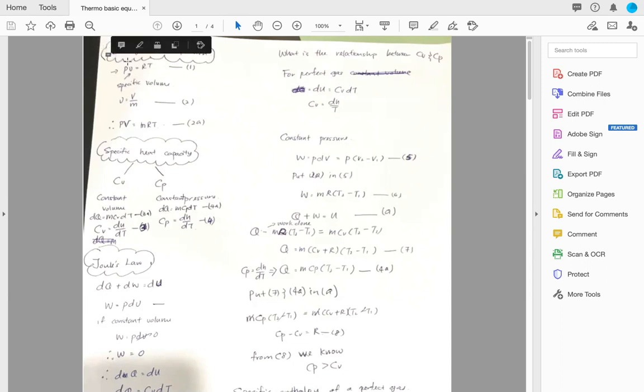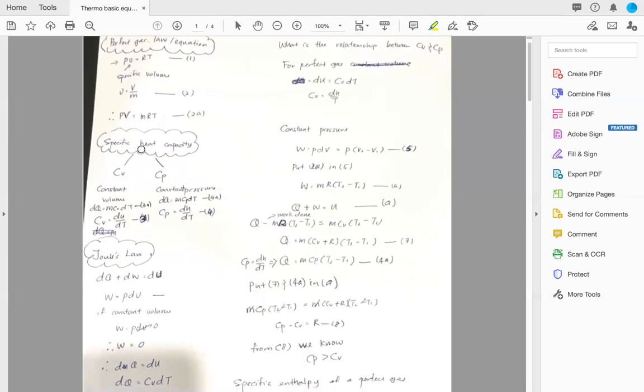So our perfect gas law is PV equals to RT. The V is specific volume. What that means is you are per mass. So if you want to change it to PV, the volume, you have to replace it with this equation 2. I think that is quite simple for you.